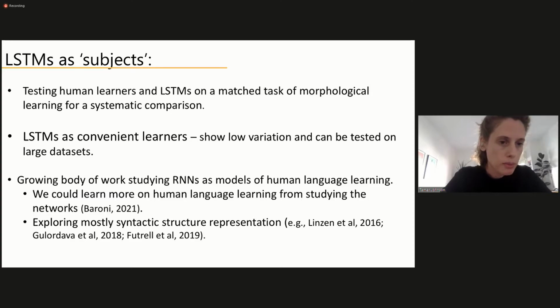And there's now a growing body of work studying RNNs as models of human language learning. The motivation is that we could learn more about human language learning from studying the networks. This work explores mostly syntactic structure representation, and my work here adds to this line of literature by comparing LSTMs to human learners in morphological learning.